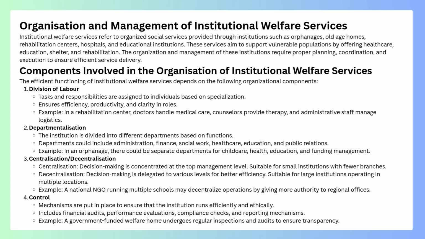Control. Mechanisms are put in place to ensure that the institution runs efficiently and ethically. Includes financial audits, performance evaluations, compliance checks, and reporting mechanisms. Example, a government-funded welfare home undergoes regular inspections and audits to ensure transparency.